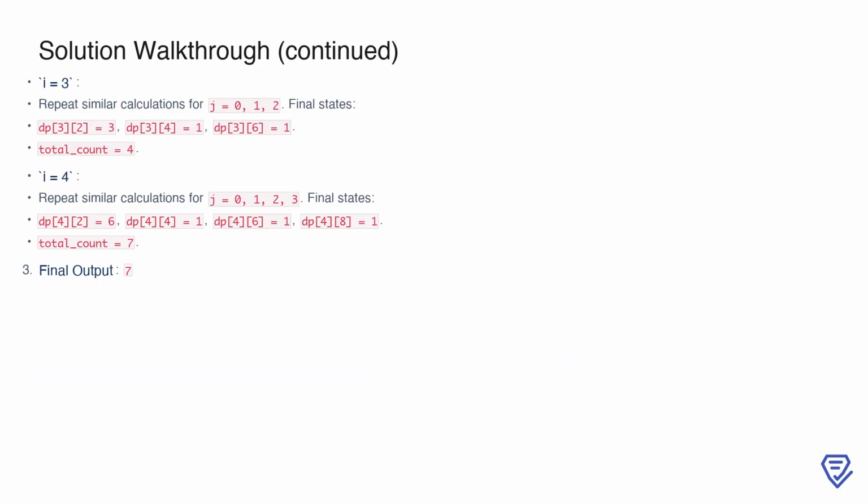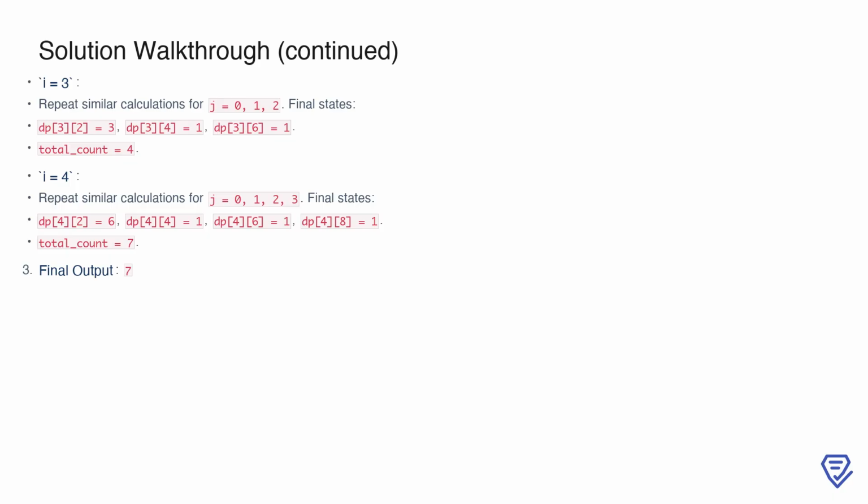For i equals 3, we repeat the same process for all previous indices, calculating differences and updating the dp states. At the end of this step, the dictionary for index 3 shows counts for subsequences with differences 2, 4, and 6, specifically dp[3][2] equals 3, dp[3][4] equals 1, and dp[3][6] equals 1. The total_count is updated to 4, as we've extended multiple subsequences to reach the required length.